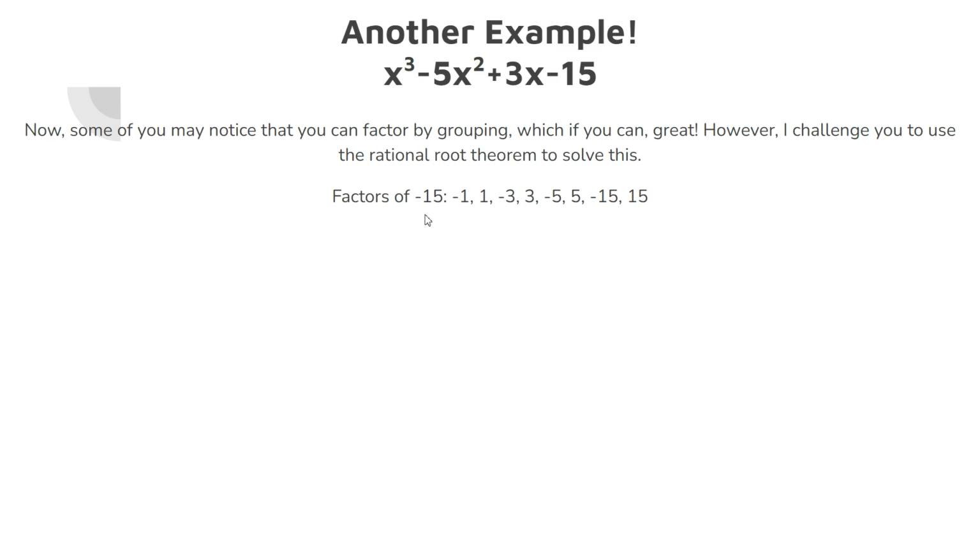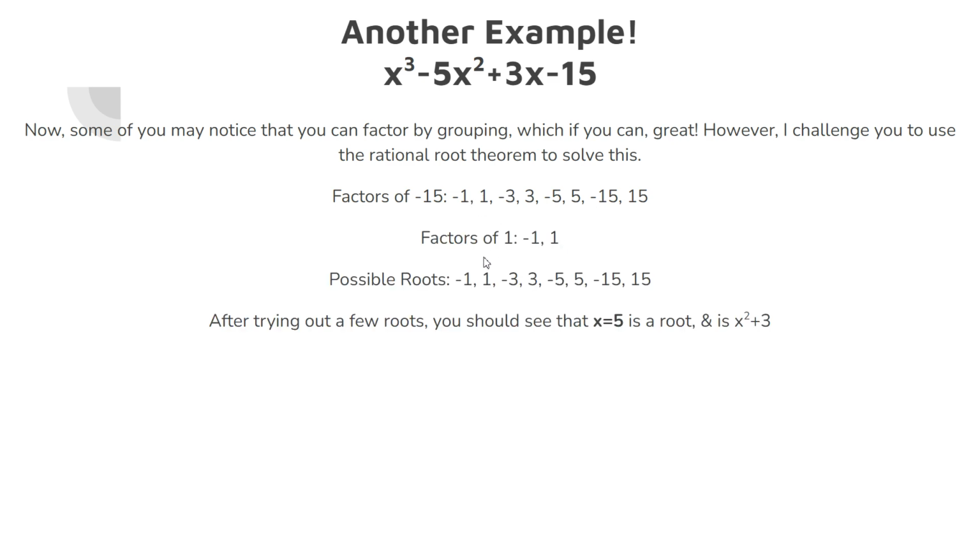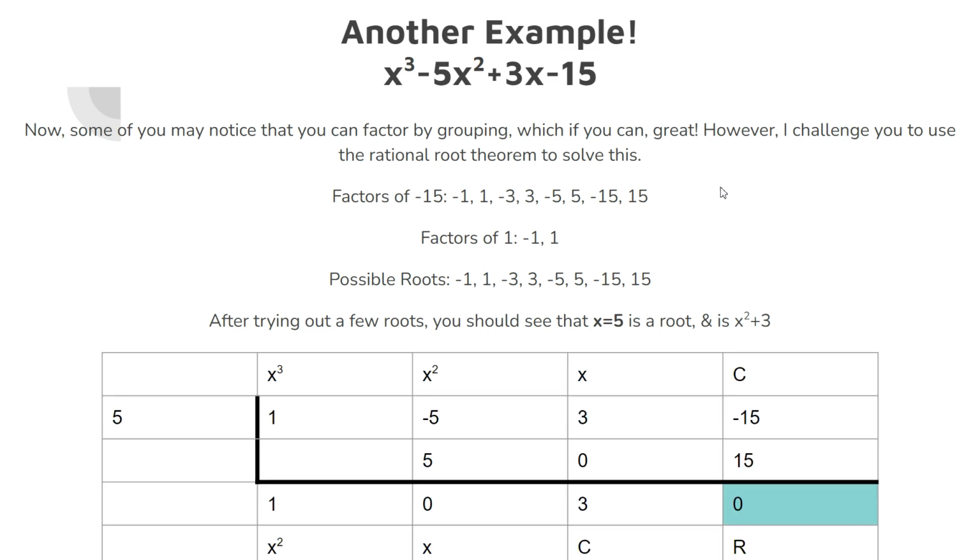So, our factors of -15 are -1, 1, -3, 3, -5, 5, -15, and 15. Factors of 1, -1, and 1. So these are our possible roots. And after trying out a few roots, you should see x equals 5 is a root. I'm not going to go through each time doing all of these to see which one is a root, but when you are doing it, you will. I'm just saving time. I don't want this to be a longer video than it already is. X equals 5 is a root.